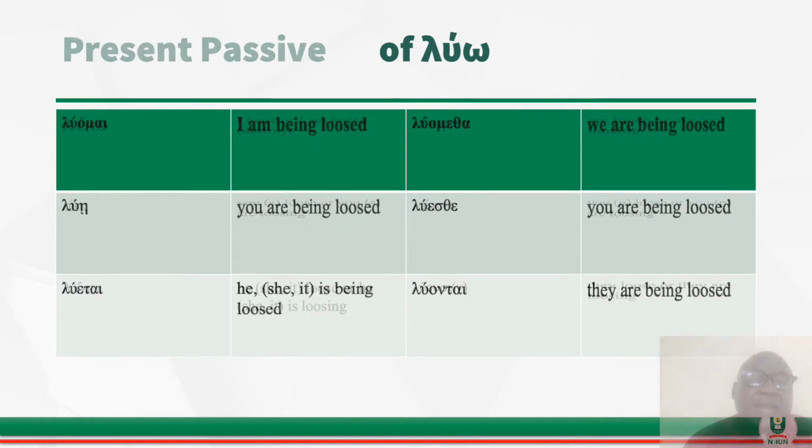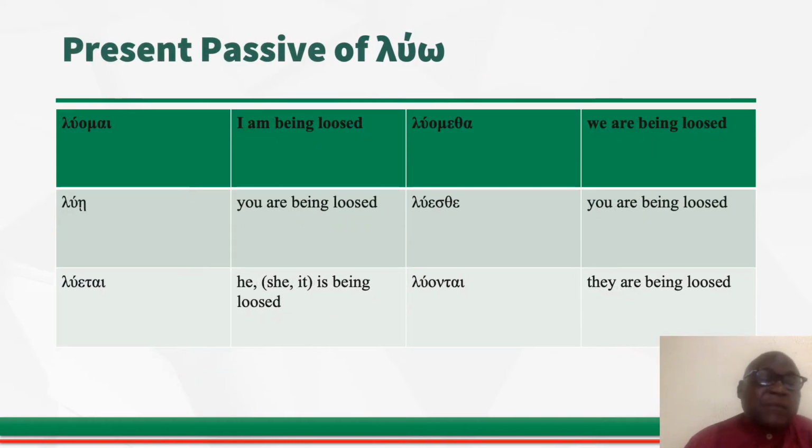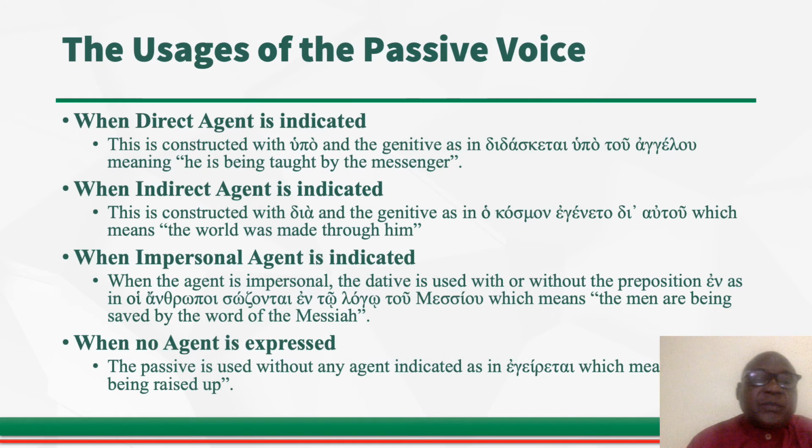In the passive voice, it becomes luomai, lue, luetai, luometha, lueste, luontai. And remember, in the passive, the subject receives the action. So, for example, luomai is I am being loosed. So it's still the subject that is the focus.